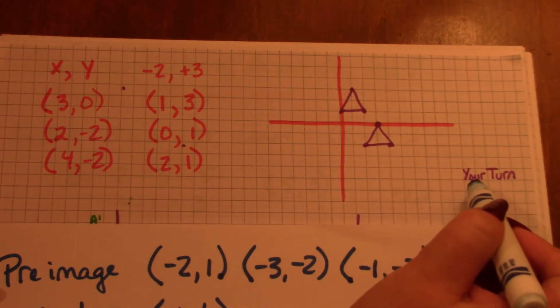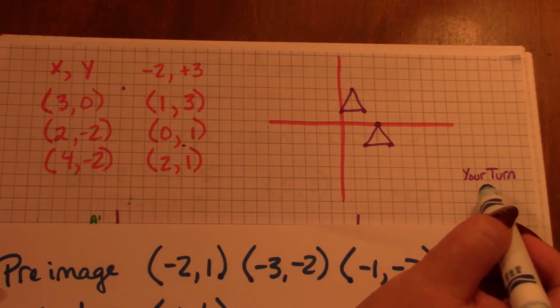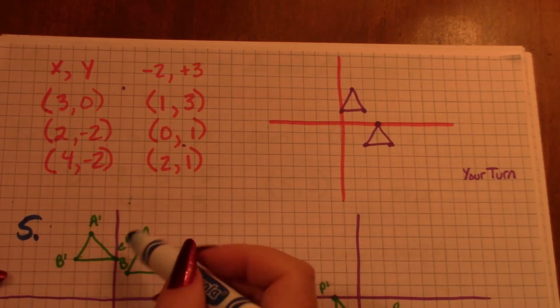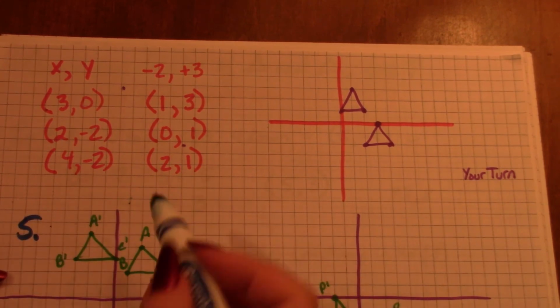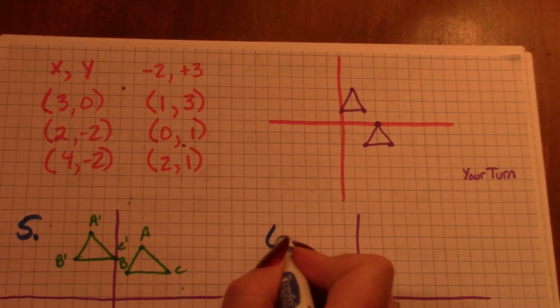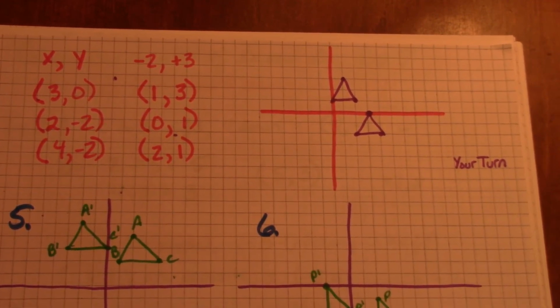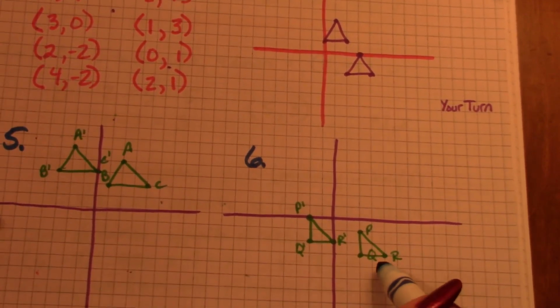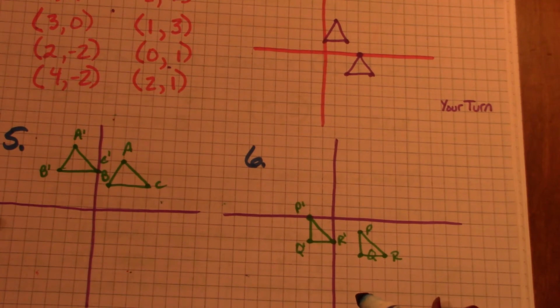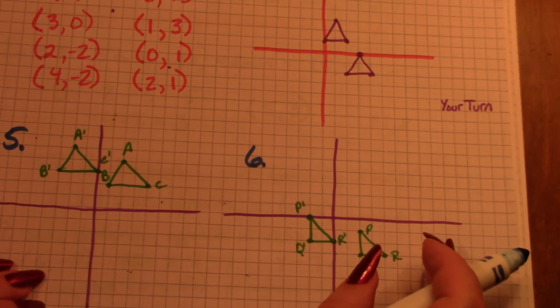So take a minute, pause here, and try your turn, numbers 5 and 6, to do this same kind of translation. In number 5, our ABC triangle has moved to this position in quadrant 2, A'B'C'. And in problem 6, our PQR triangle here in quadrant 4 has moved to P'Q'R' in quadrant 3. Please let me know if you have any questions or problems with any of this.